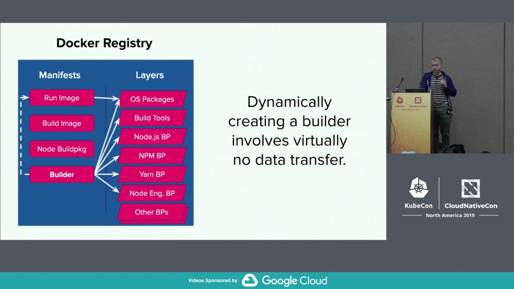And because this is just a manifest upload, it involves virtually no data transfer. We're just uploading less than a kilobyte of JSON configuration to the registry to say, hey, this builder is composed of these parts that already exist.